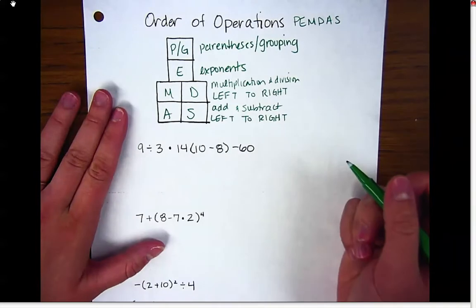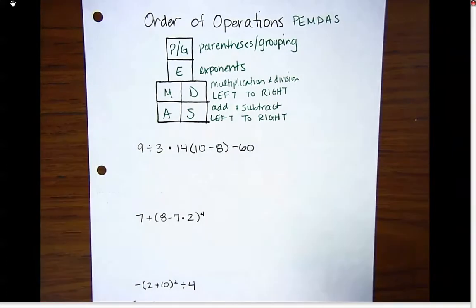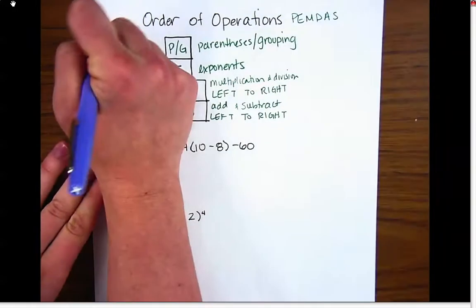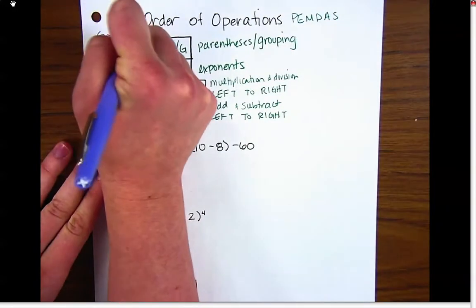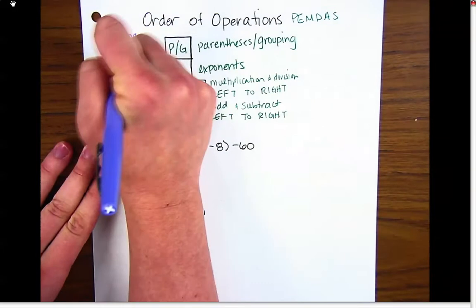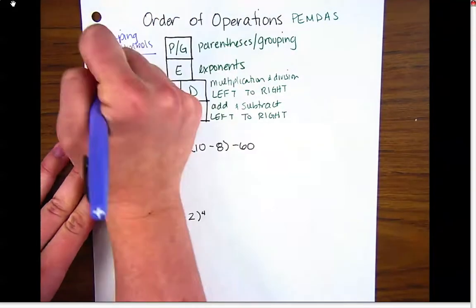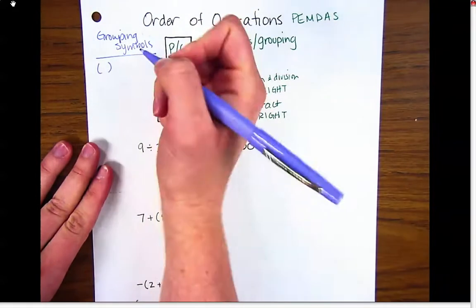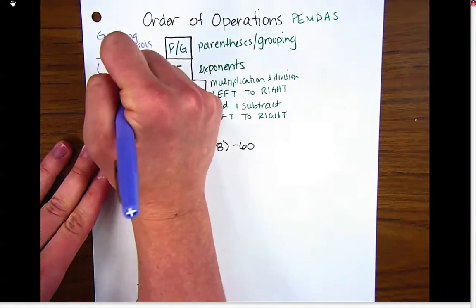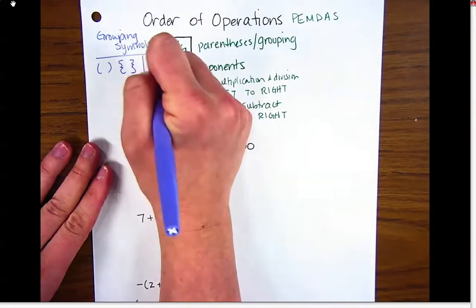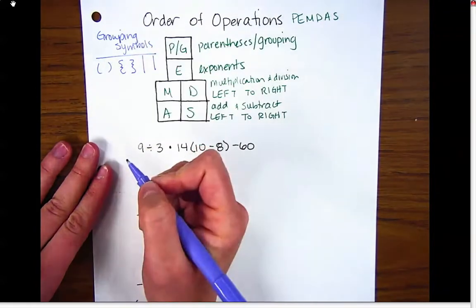So I said that we were going to look at what some of the grouping symbols may look like. So what could you see for grouping symbols? Let's put them over here. Grouping symbols could look like parentheses, which we've already talked about. They could look like brackets. Absolute value bars are also considered grouping symbols.